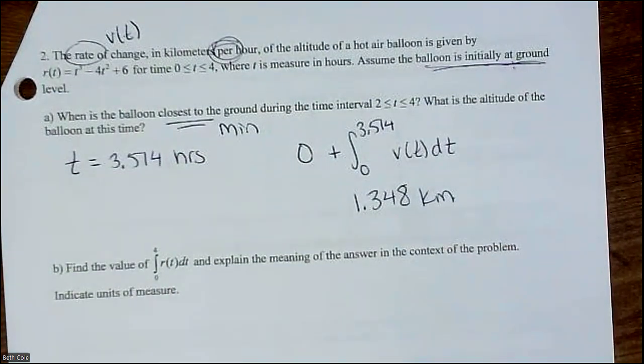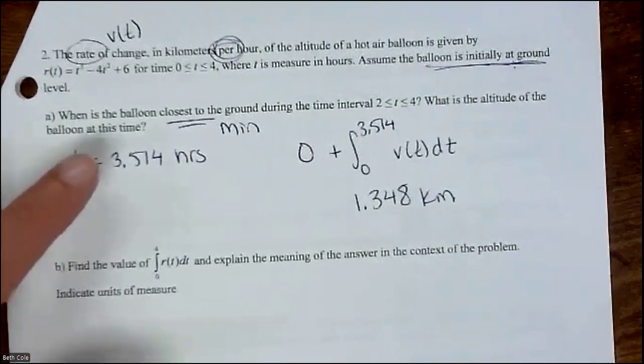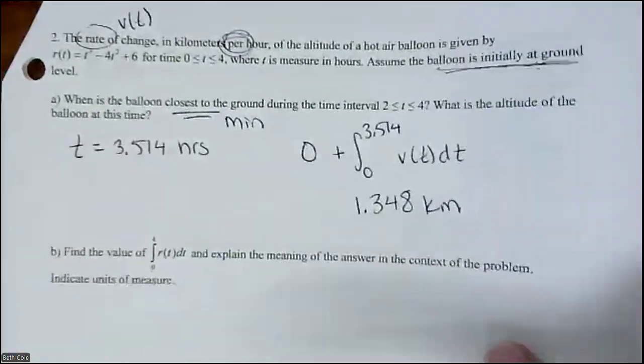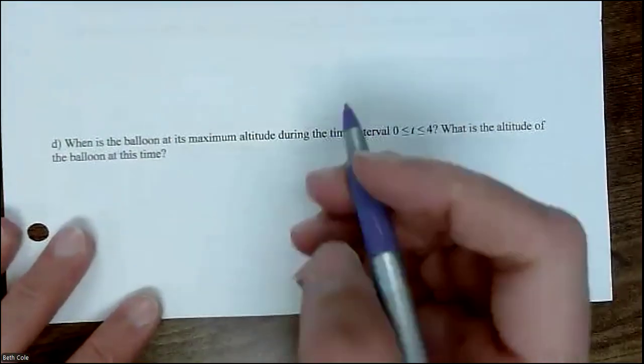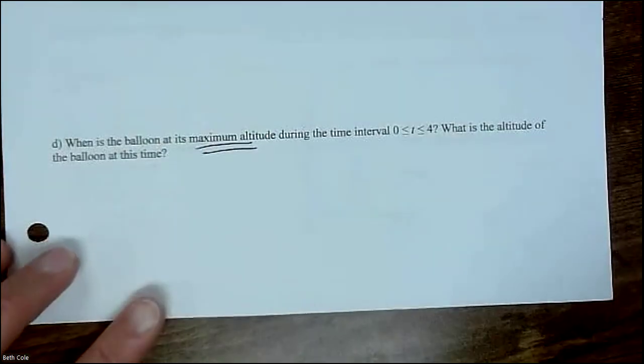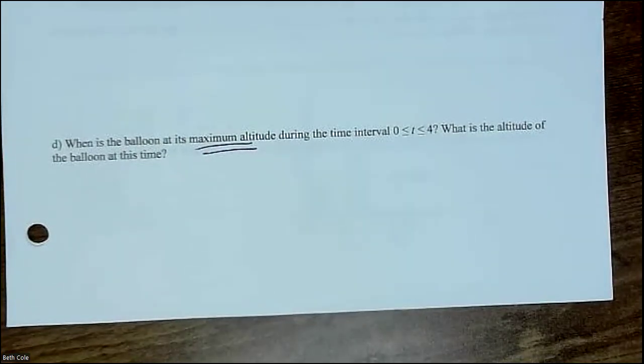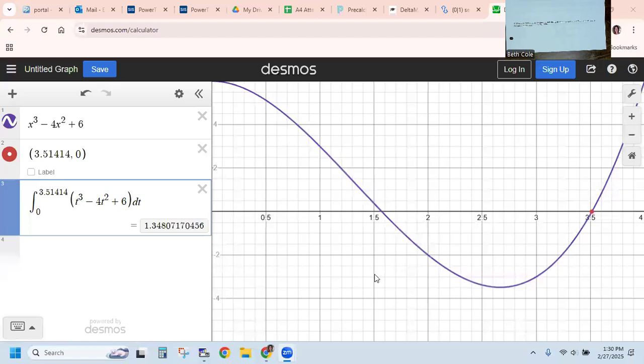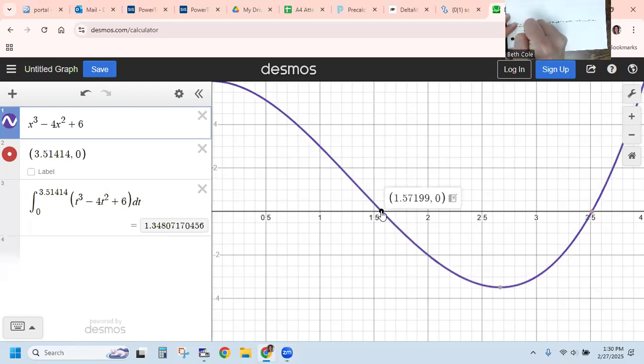I wish I had put these in a different order. I'm actually going to do part D next because it partners nicely with this one. This was closest to the ground. What is D asking for? Yeah, maximum. When is it the highest up? Maximum is a change what to what? Positive to negative. So do you see that on here? Like right about there-ish? So on your paper, you're going to write time 1.571 hours.